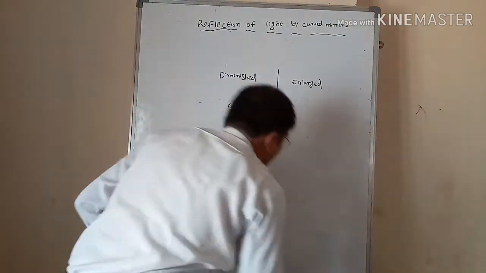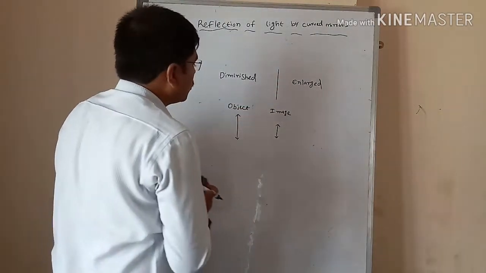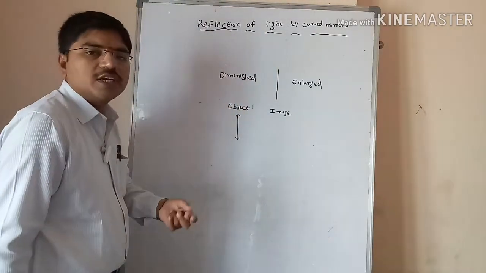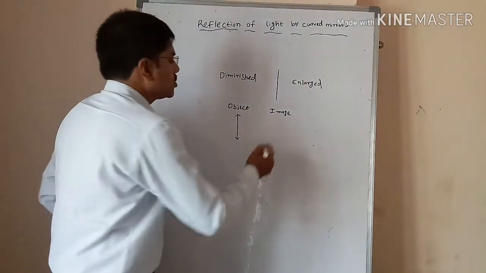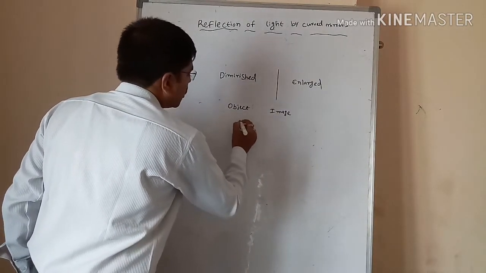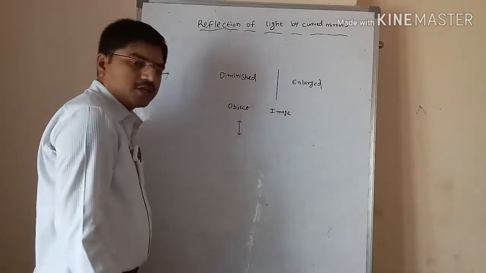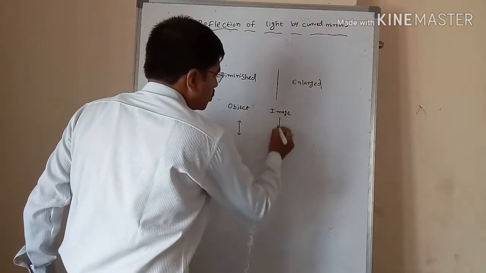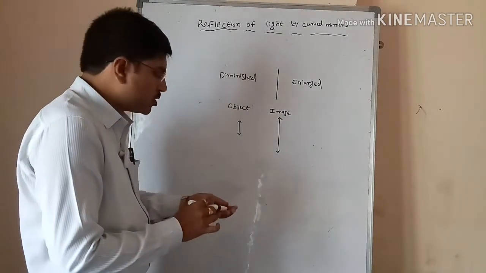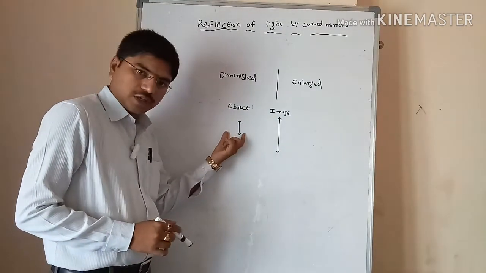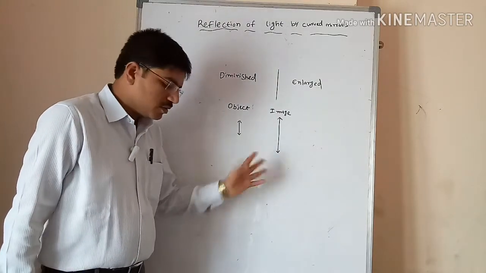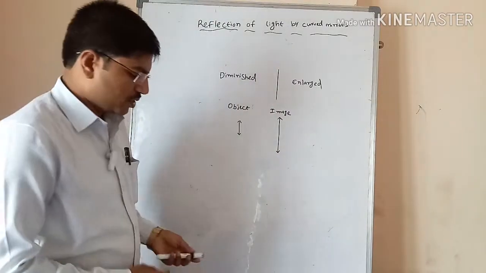Then we go to the other one, enlarged. In the name itself, enlarged means extended. For example, if the object is a certain height, then the size of the image should be more than the object. When the size of the image is more than the object, it is called an enlarged image.